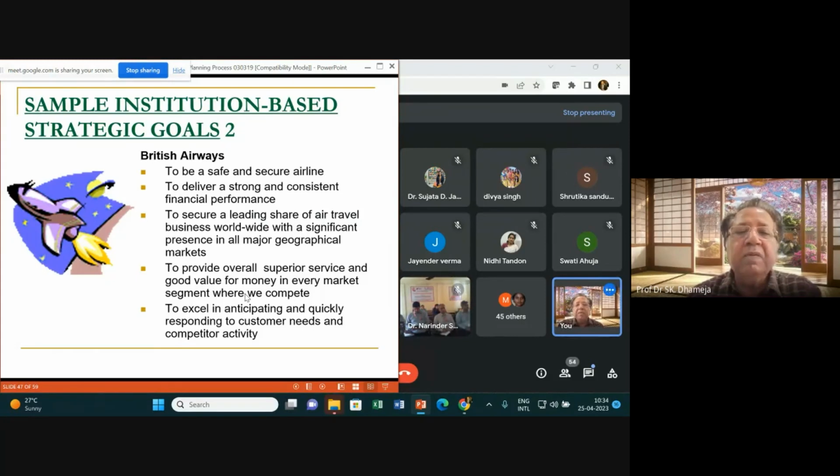And the last is to excel in anticipating, very important, in anticipating and quickly responding to customer needs and competitor activity. So what our customers may need in future, anticipating that, and what our competitors are doing or may do in future, anticipating that and taking timely action. So that is their fifth goal.